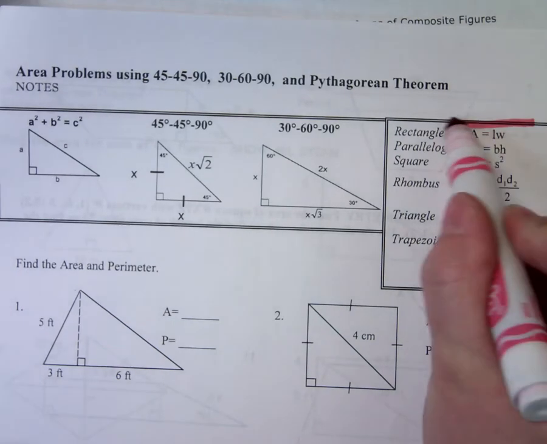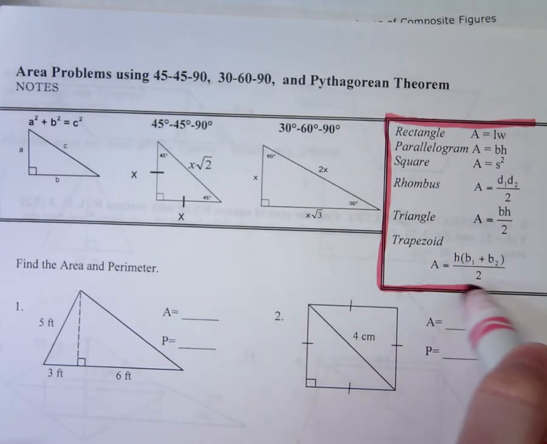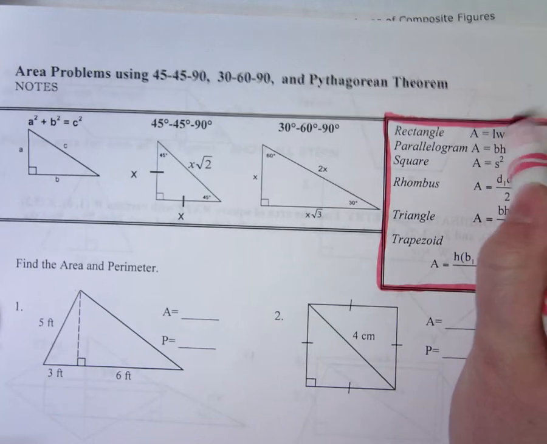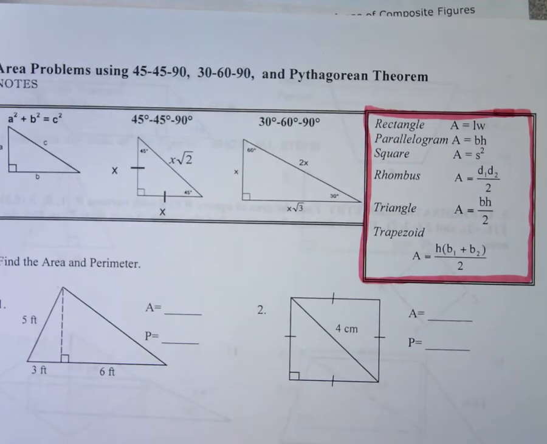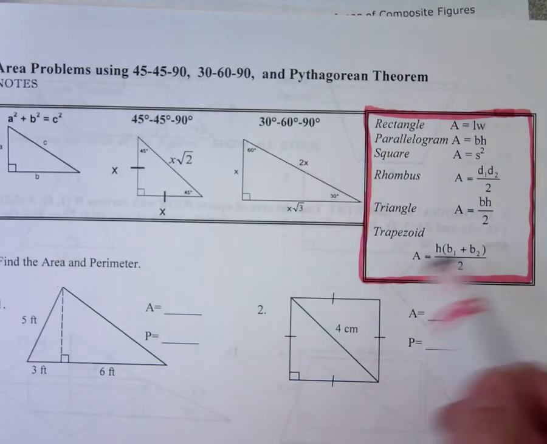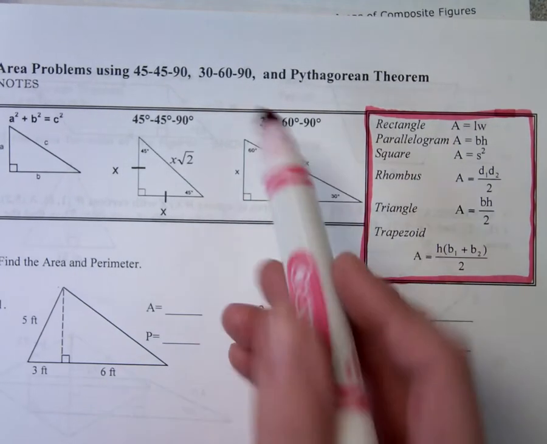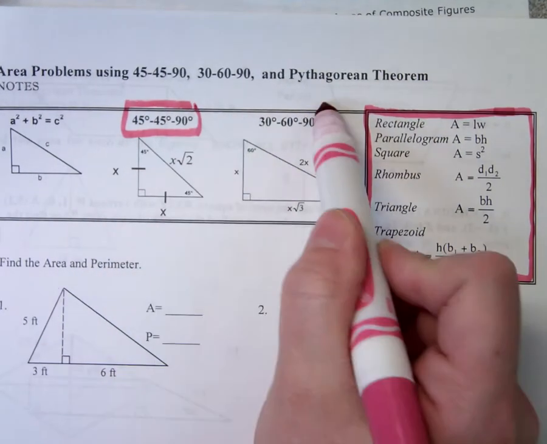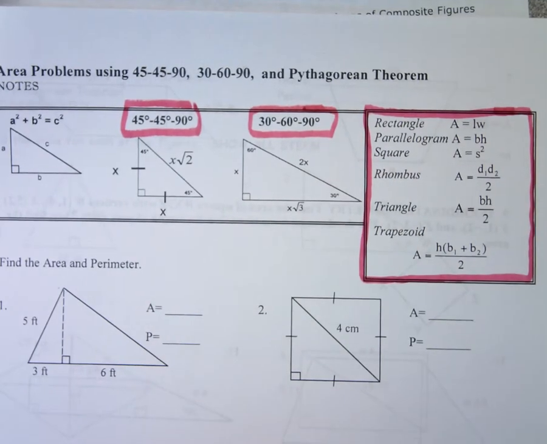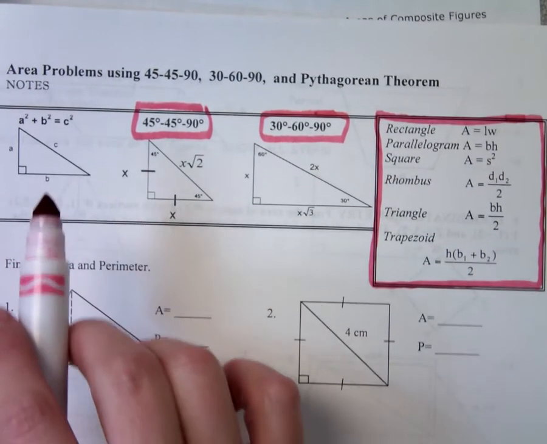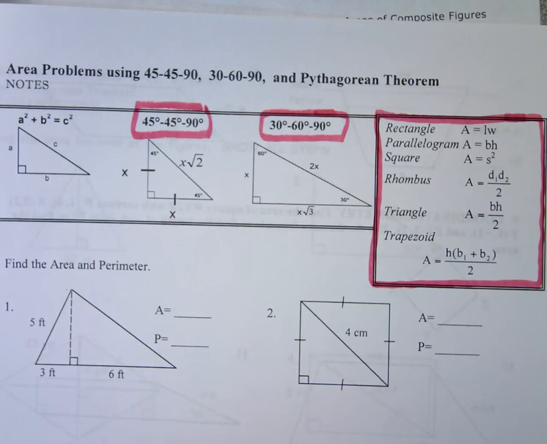So you don't have to flip back to the front page of your packet, I need you guys to listen. There's a bunch of your formulas over here that you might need to know. And this reminds you at the top how you label the sides of your 45, 45, 90 triangle and your 30, 60, 90 triangle in case you forgot. Pythagorean theorem, we practiced that yesterday, and most of you are pretty good with that.